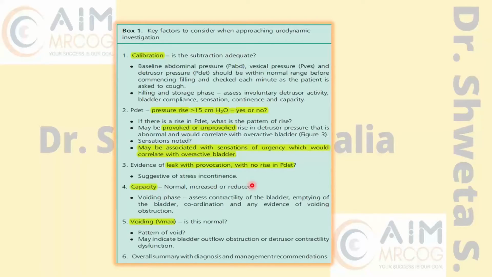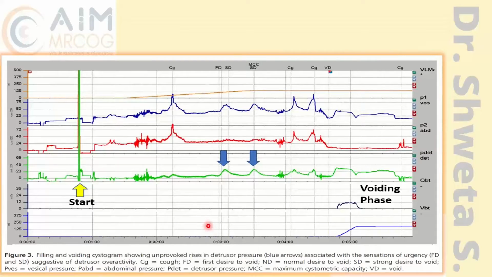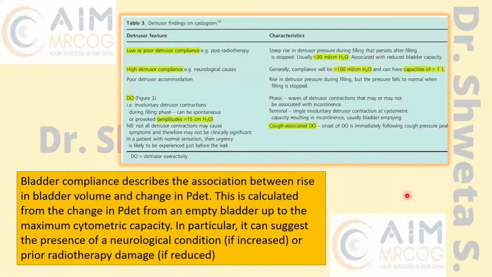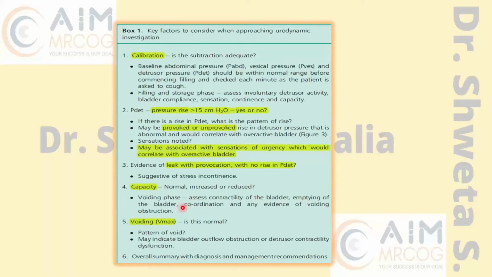So, all of you understood it now. Now, capacity, we know 400 to 600 is our normal capacity. Voiding phase, we know how you will interpret. This is our voiding graph. We already saw this, how it looks in the cystometry. You will look for the Vmax, you will look for the pattern of void, which should be bell-shaped.